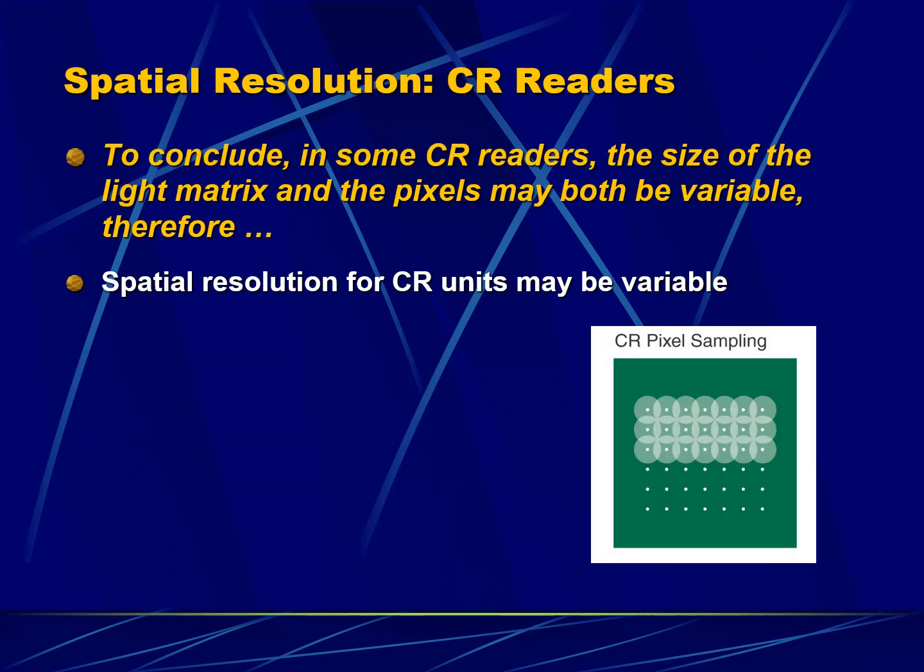That's the more correct way to say the second bullet point. All right. So spatial resolution for CR units may be variable. Kodak Carestream, it is. The 10 by 12 cassettes have a higher spatial resolution than the 14 by 17 cassettes.